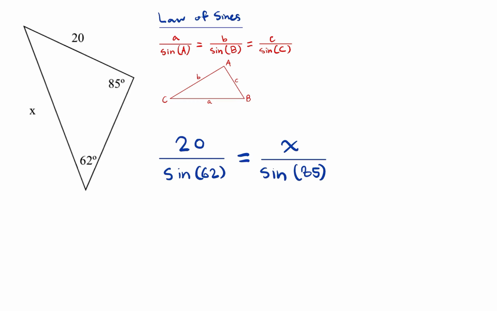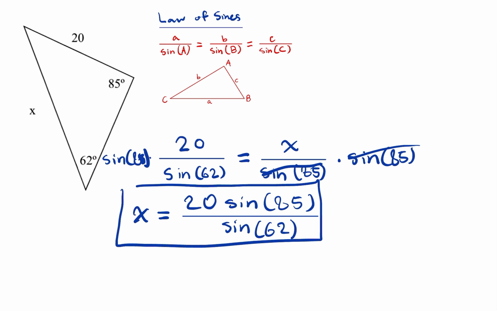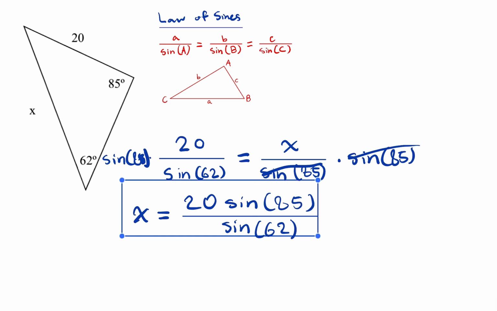And to do that, I will multiply both sides of this equation by sine of 85, and these two will cancel out. And this leaves us with x is equal to 20 sine of 85 over sine of 62. And that is the length of our x using the law of sines.